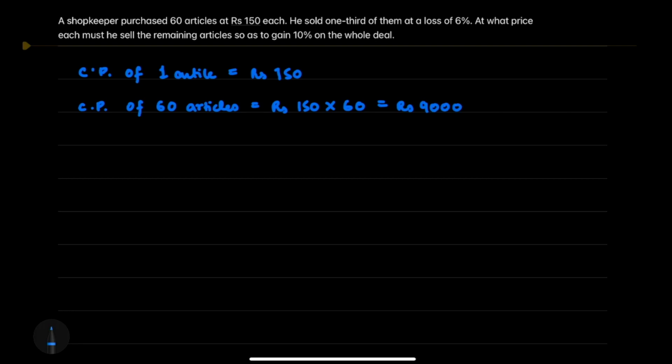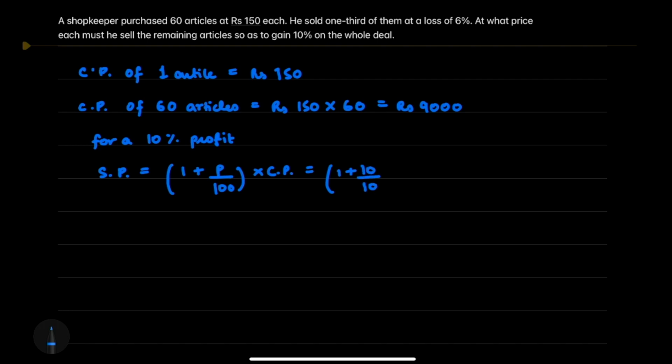So for the 10% profit on 9,000 rupees, we'll use this rule of thumb where we calculate the selling price using the profit percentage. This comes out to be 1 plus 10 by 100 into cost price, that is 9,000, and this comes out to be rupees 9,900. So this is the exact value at which the whole deal, if sold, would give the shopkeeper a profit of 10%.